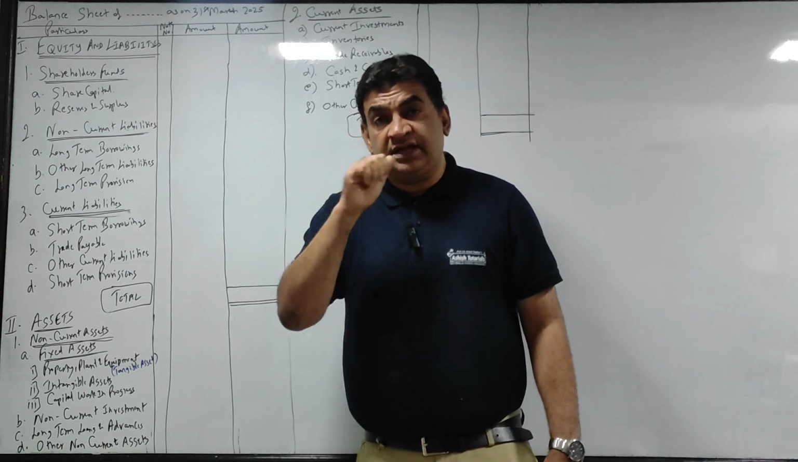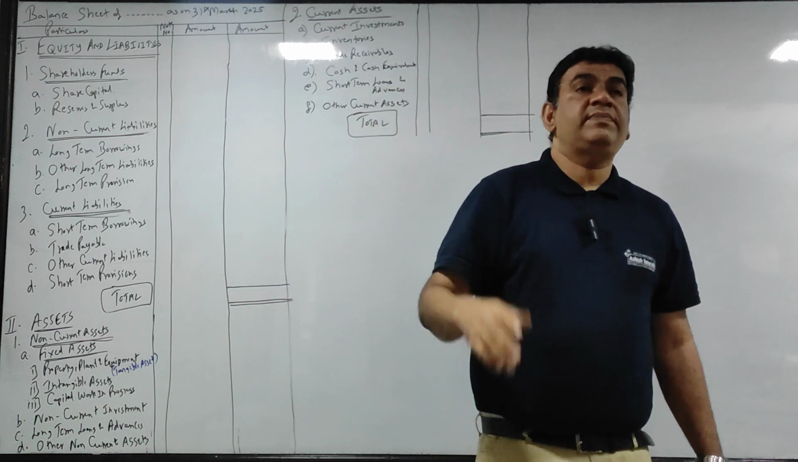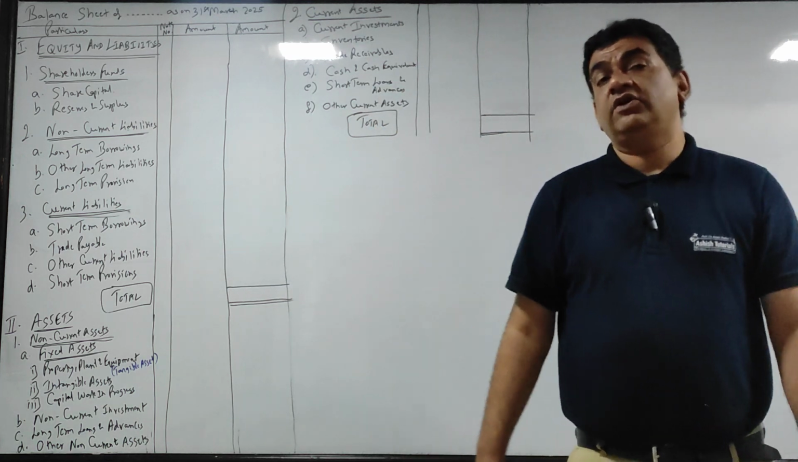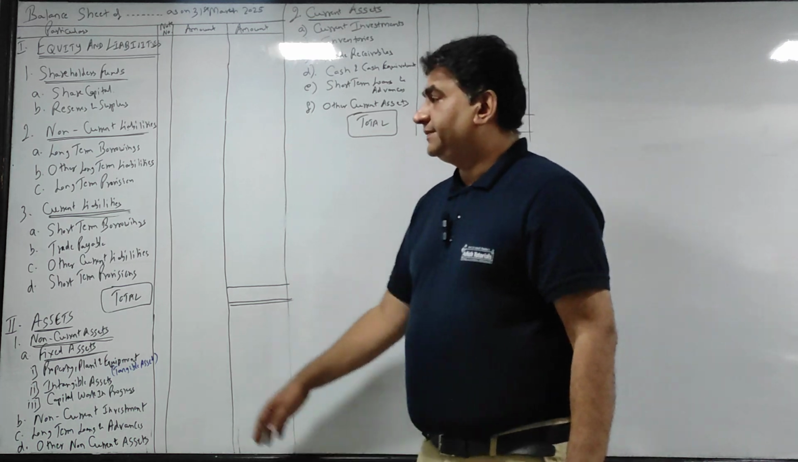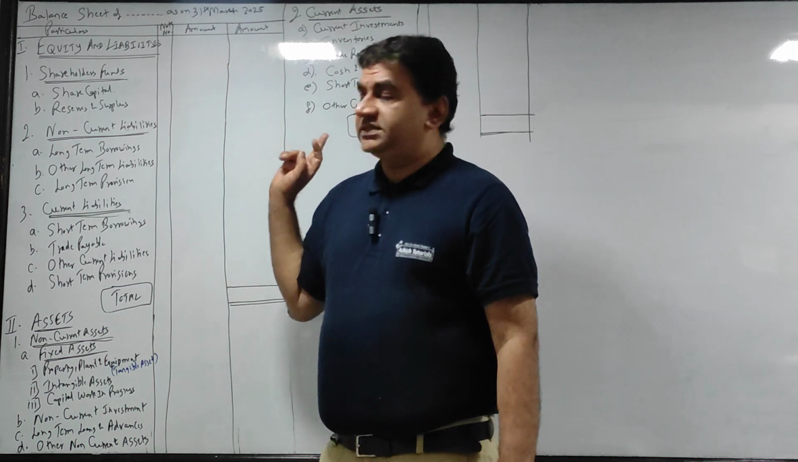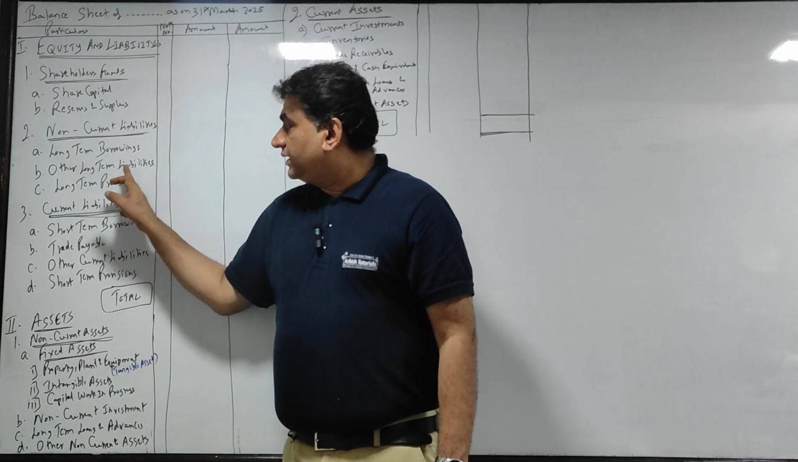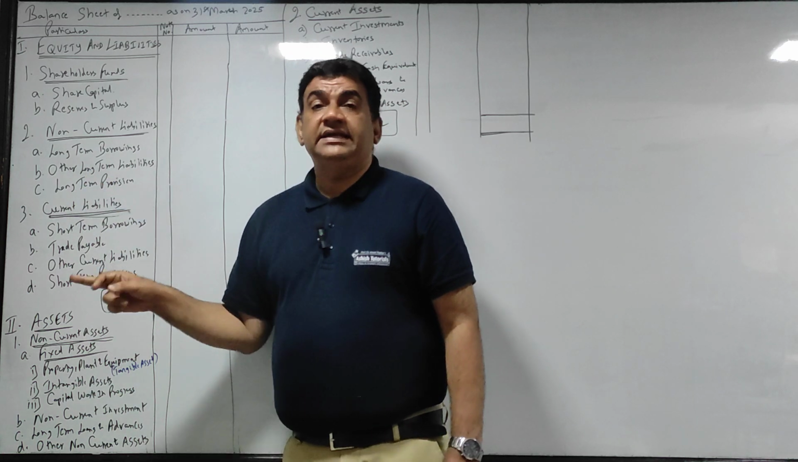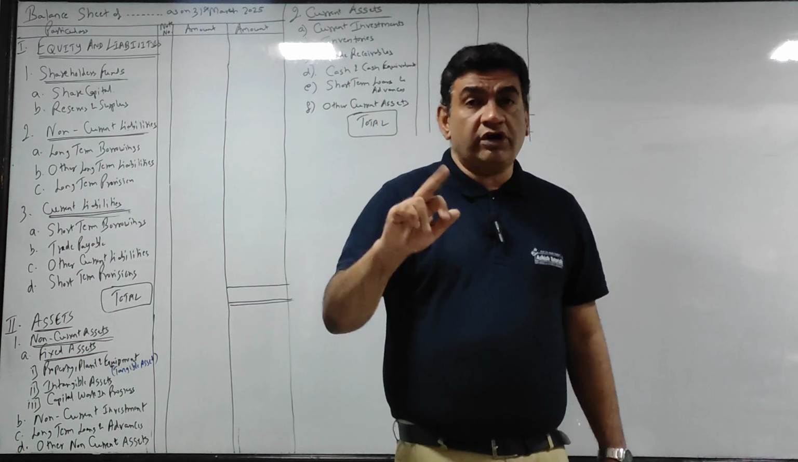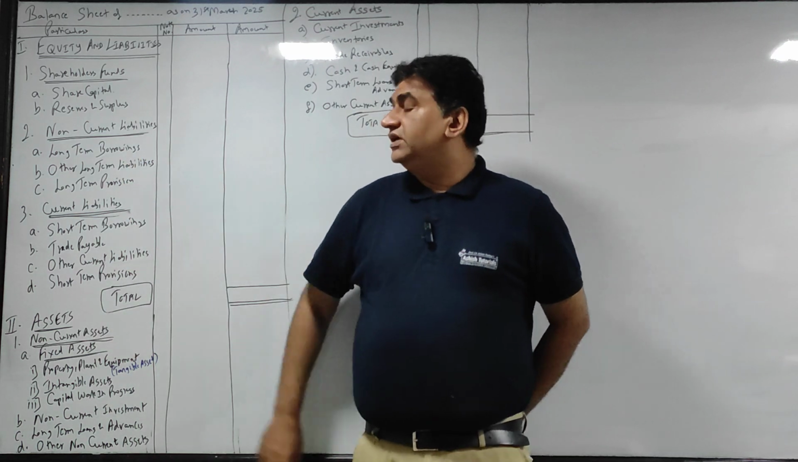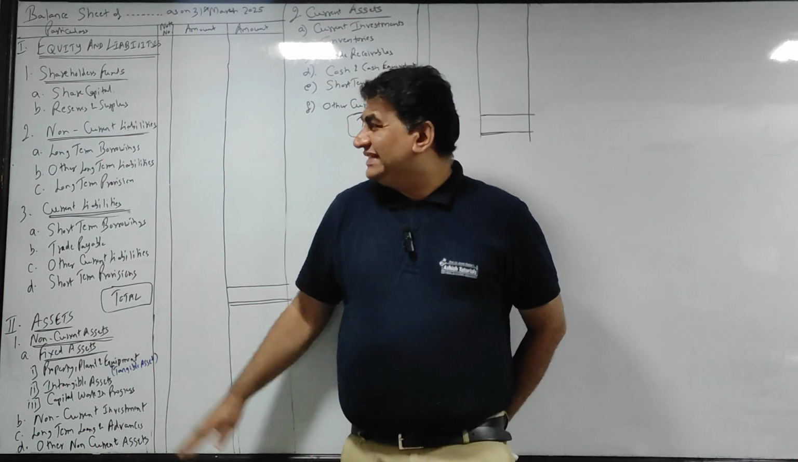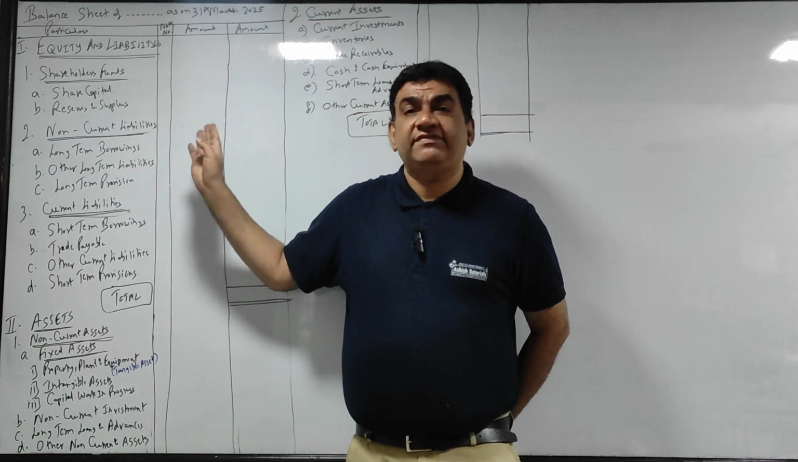So any loans taken, where the payment is to be made after a period of 1 year, will be treated as long-term borrowings. Next, other long-term liabilities. Any liability which is not a borrowing, but I have to pay after 1 year, comes under other long-term liabilities. There are hardly some, one or two sums, but I have kept it.